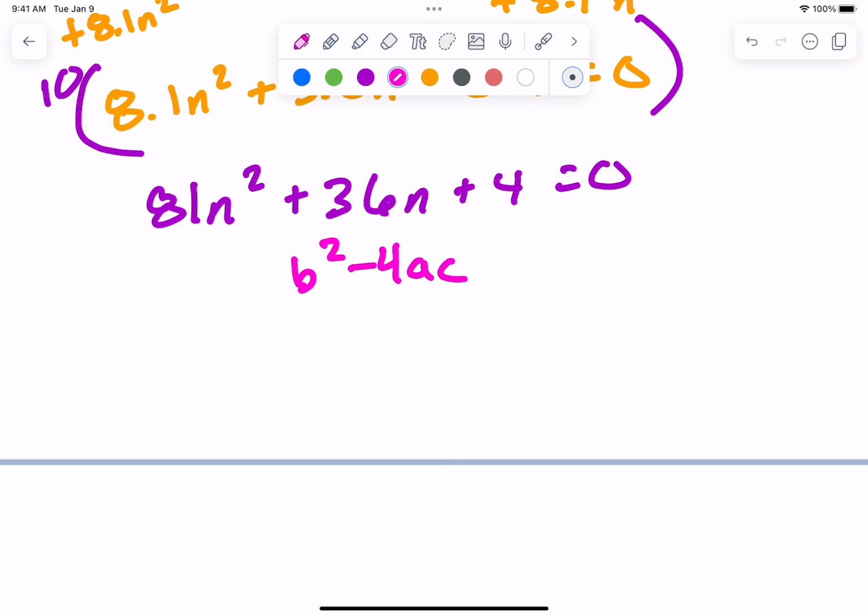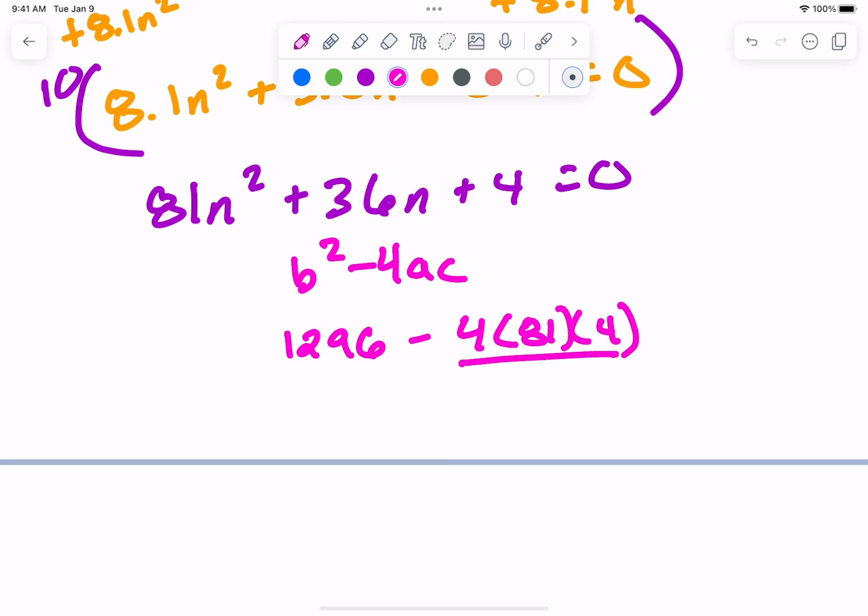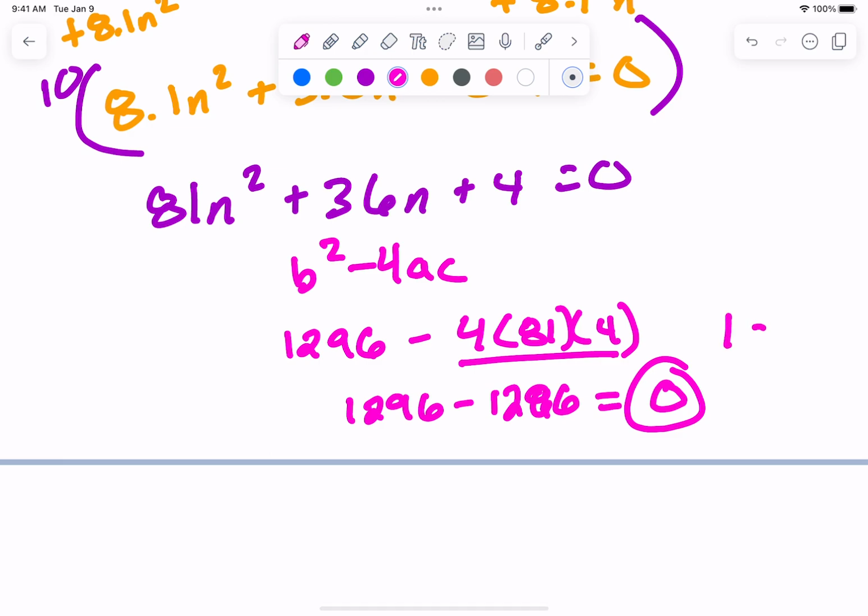1,296. 36 squared is 1,296. Minus 4 times 81 times 4. What's 4 times 81 times 4? It is also 1,296. Yep. Perfect. We don't need that. So the discriminant is 0 and there is one solution. Okay, we need to put this in our folder.